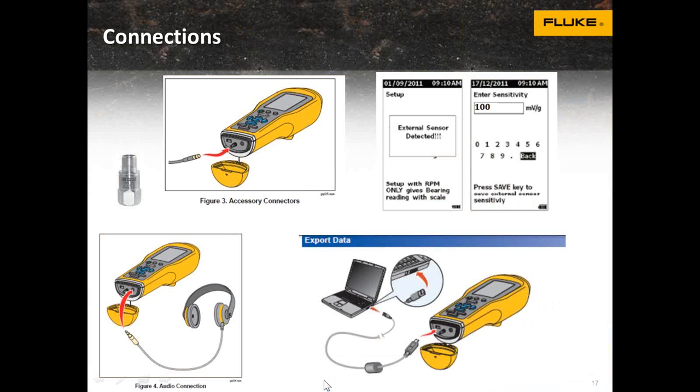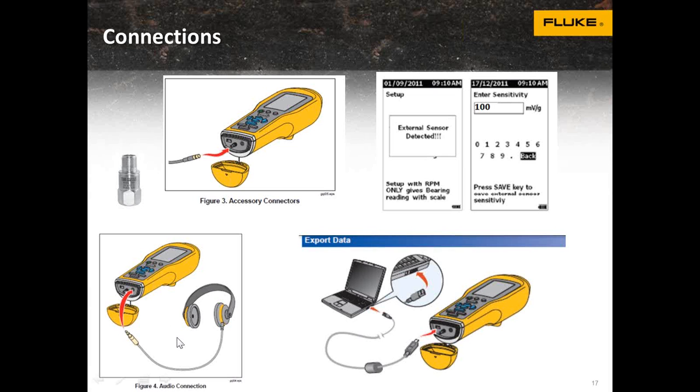So let's go through the connections that are on the 805. One connection is an external sensor. This optional external sensor allows you, if you can't get into tight places with the 805 because of the way the pointer is on the end of the device, to put an ICP single channel accelerometer plug into the bottom, and this would allow you to put it anywhere on the machine you'd want.